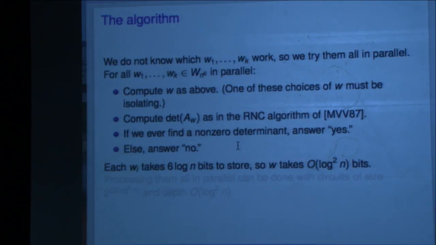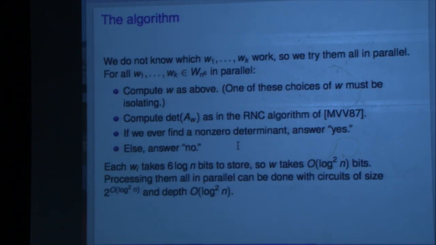All right, so each one of these component weights takes 6 log n bits to store, so W takes order log squared n bits, basically. So you process them all in parallel, and this can be done with circuits of this size, and depth log squared n.